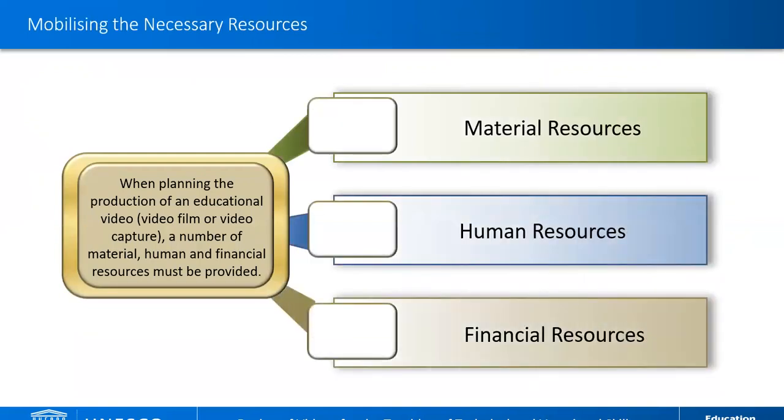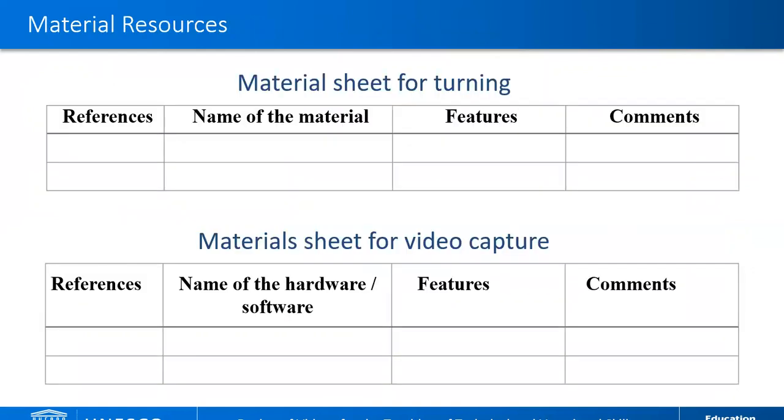When planning the production of an educational video, video film, or video capture, a number of material, human, and financial resources must be provided. The material sheets for shooting should include references, name of material, features, and comments. The material sheet for video capture should include references, name of hardware or software, features, and comments.